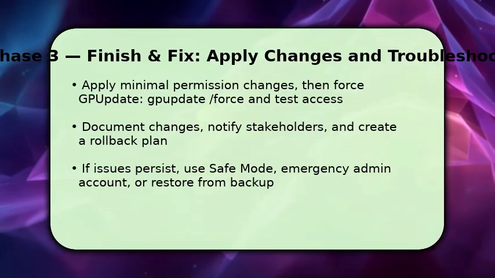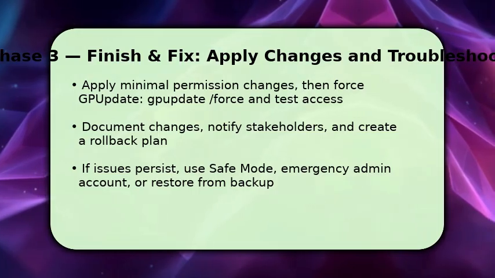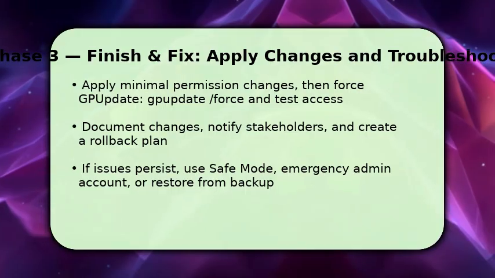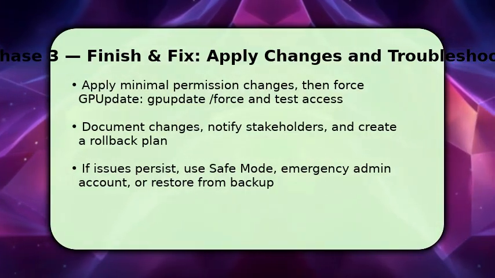If access still fails, boot to safe mode, enable the emergency admin account, or restore from the backup snapshot you verified earlier. Quick troubleshooting tip: when stuck, compare a working machine's settings to find the exact divergence.